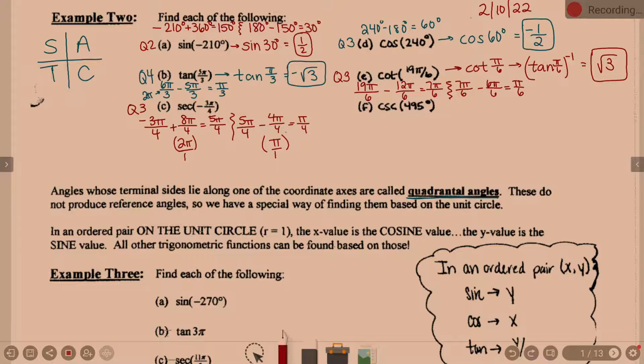So what are we asking ourselves to do this problem? What is the secant of pi over 4 in quadrant 3? Or what is the reciprocal of cosine of pi over 4 in quadrant 3?